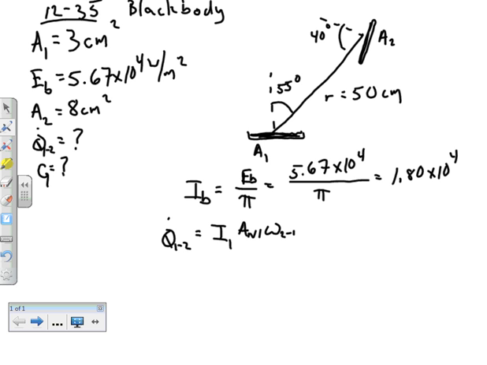Okay, so first thing, we're just looking for this normal area here for A1. And I'll call this area here A N1. Okay. So this is going to equal I1 times that normal area, which is just going to be the area A1 times the cosine of that angle, 55 degrees. Okay.